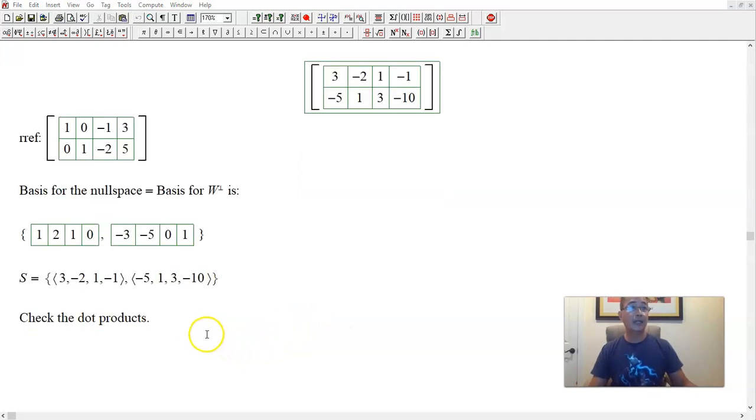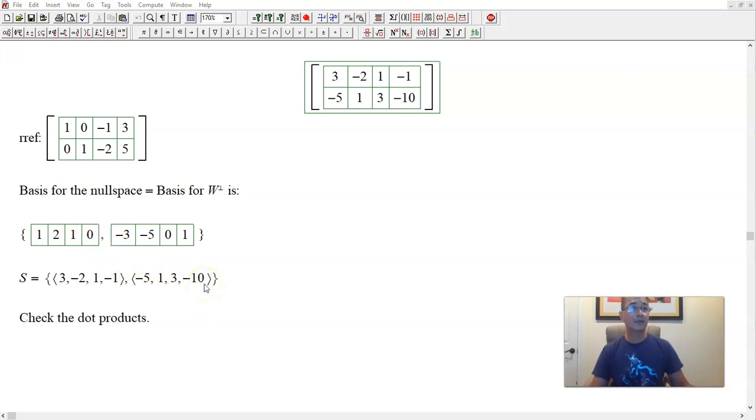Before we go though, let's check that the dot product of these 2 vectors with our 2 vectors from S really are 0. So we have 3 minus 4 is minus 1, plus 1, 0. That's 0. How about with the second vector? Minus 9 plus 10 is 1, 0 minus 1 gives us 0. How about the second vector? With the first, we have minus 5 plus 2 is minus 3 plus 3, 0.